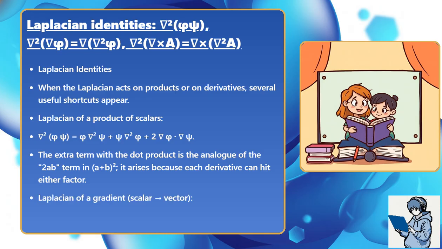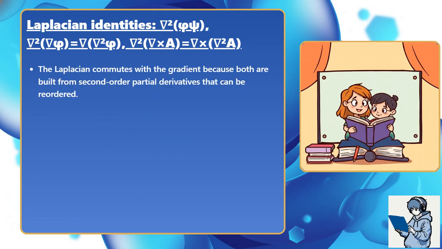Laplacian of a gradient, scalar to vector. Del squared del phi equals del del squared phi. The Laplacian commutes with the gradient because both are built from second-order partial derivatives that can be reordered.